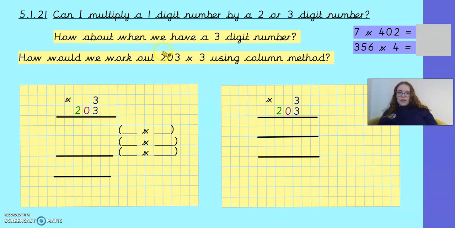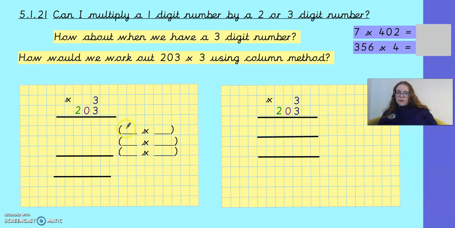Okay, let's have a look at this calculation. We're going to do 3 times 203. You can see I've swapped it over now just to see if I can keep you on your toes. So I put my top number here, which is my one-digit number. Let's have a go at this one.